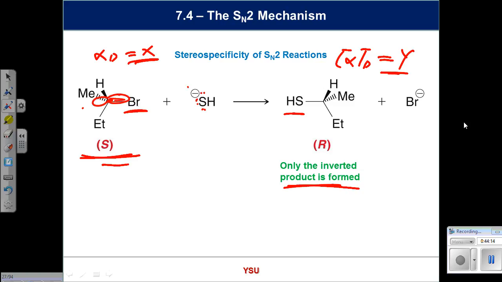The bonding piece is at the front, the antibonding is at the back. I need to bring this in from that direction to satisfy that. That's where you're going to deposit the electrons. You're docking the nucleophile into the antibonding orbital. And that causes this to happen.